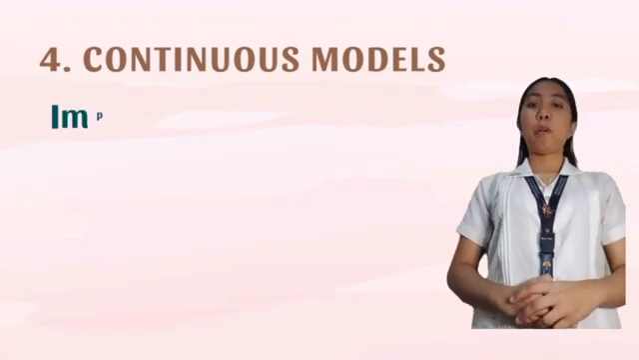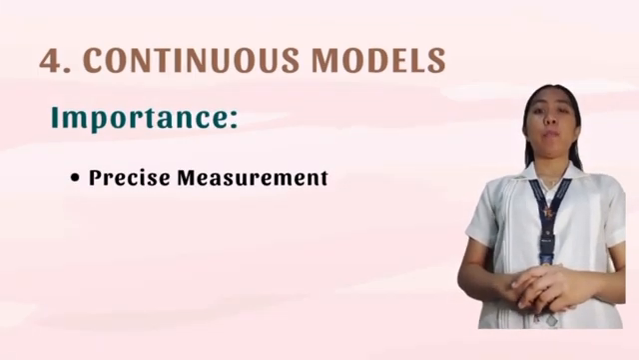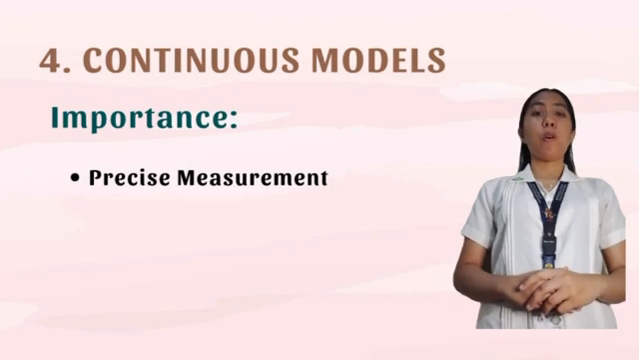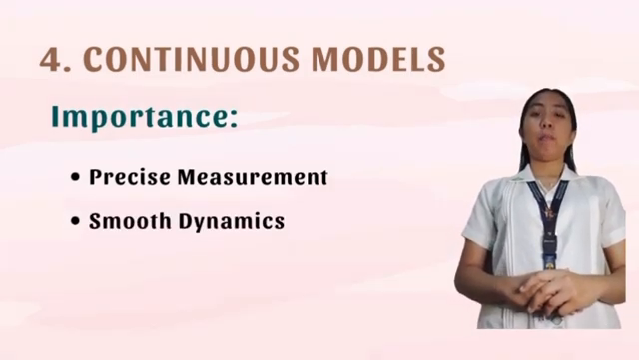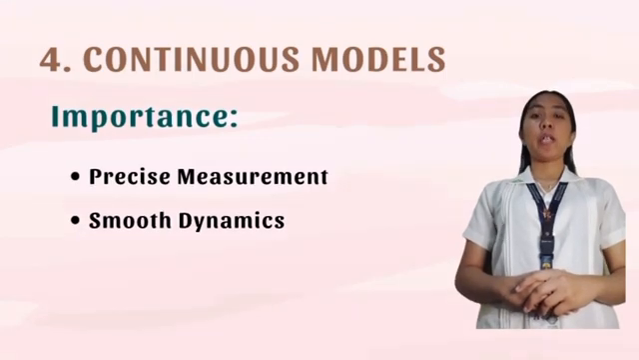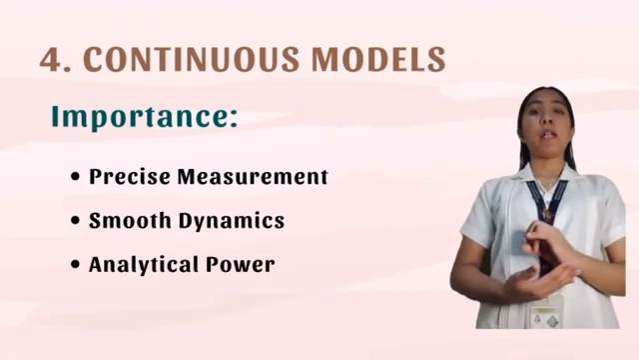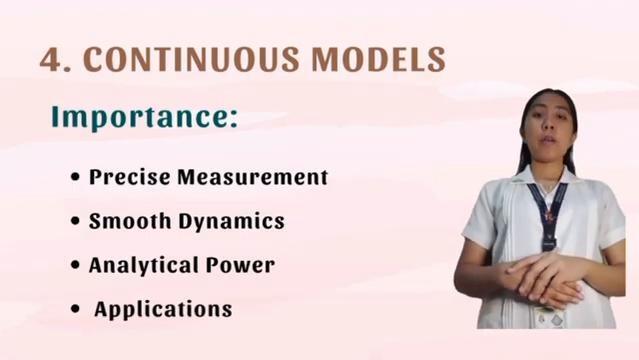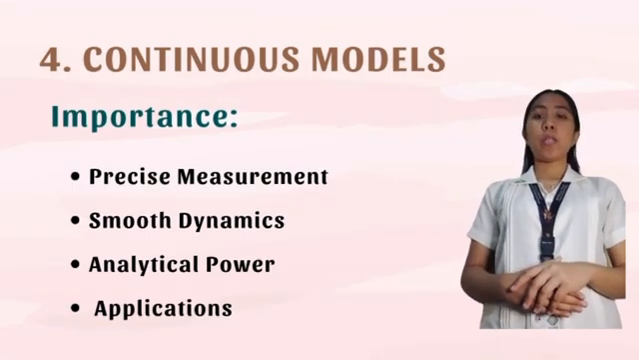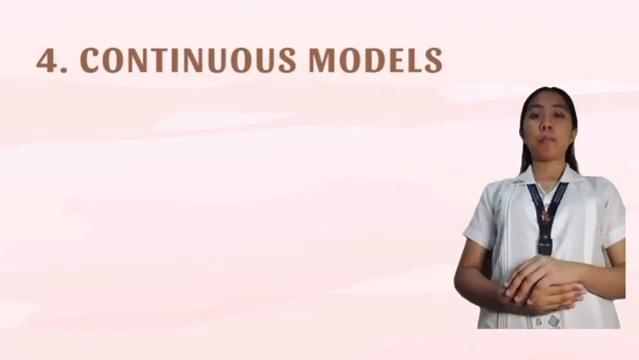This is the importance of the continuous model. The first is precise measurement. It captures small or gradual changes accurately. The next is smooth dynamics, which shows continuous change as a smooth curve rather than in steps. Third is analytical power, used for mathematical analysis, prediction, and understanding trends. The last one is application, widely used in science, engineering, biology, and physics.